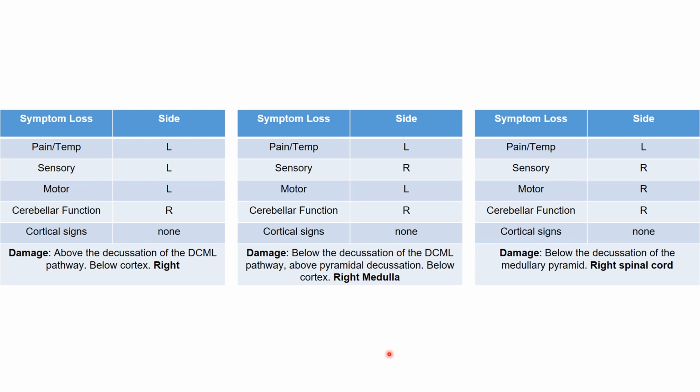Now, this was an example that gave you pain and temperature, sensory, motor, cerebellar, and cortical signs for each one of these locations. That only occurs if you really had a hemisection at one of these regions, in which case in the medulla it'd be over. So take that with a grain of salt, but you can still use a lot of these components along with some of the other stuff that's provided within the question stem to get to the correct answer.